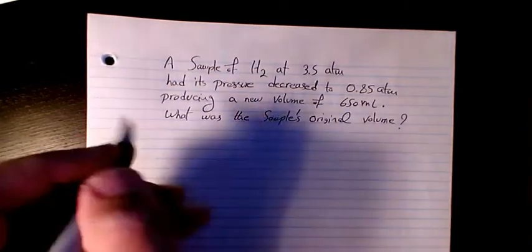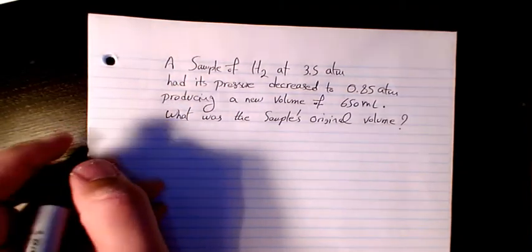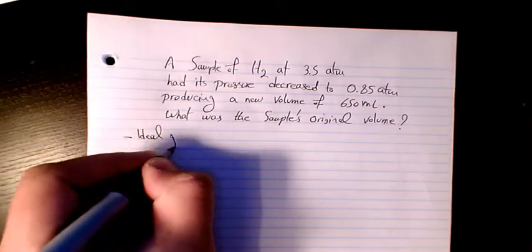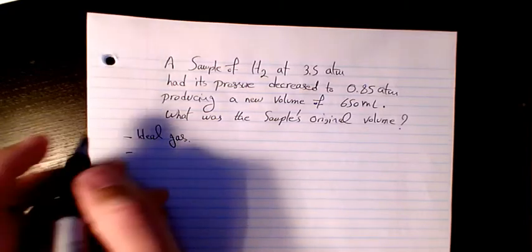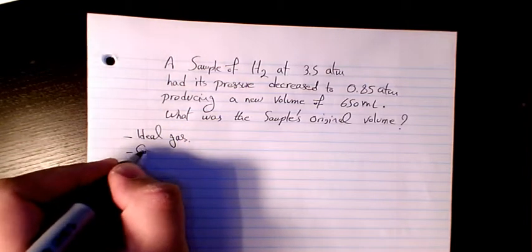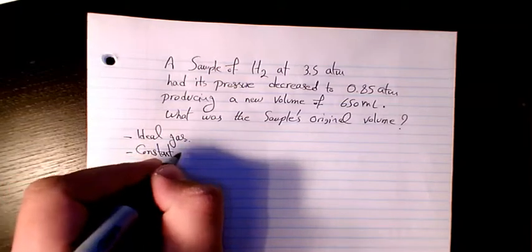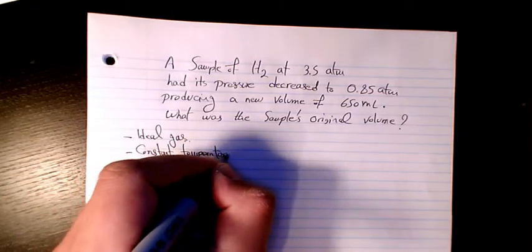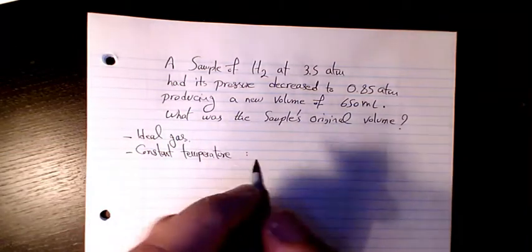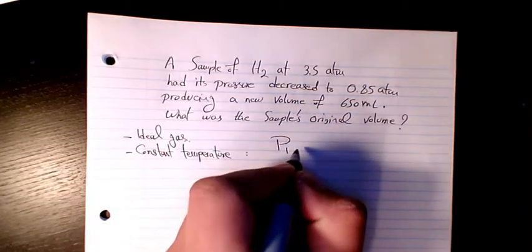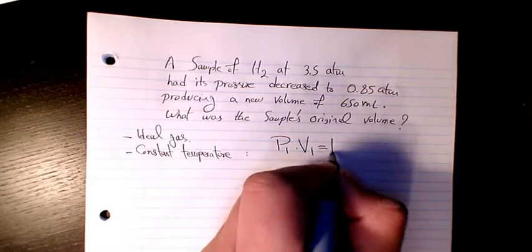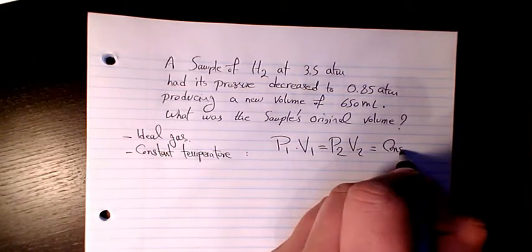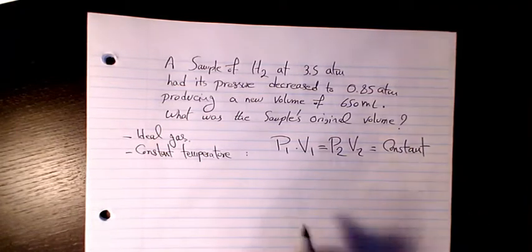So here we have two assumptions. One of them is we have an ideal gas, and the second assumption is we have constant temperature. Then we can use Boyle's law, which we had before. P1 times V1 equals P2 times V2. It means that the multiplication of pressure and volume is constant.